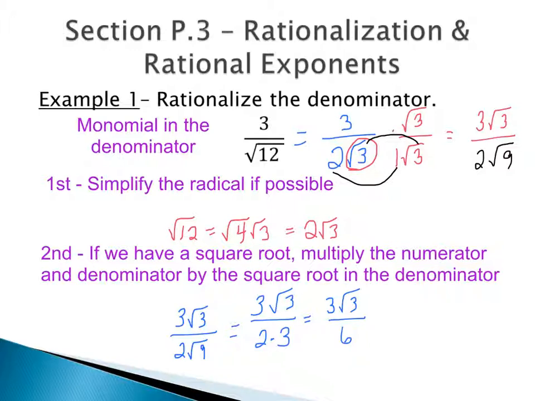And then next we want to reduce. So our last step is just to simplify our fraction that we have. So finally we would end up with 3 and 6 would just reduce to 1 and 2. So the 2 would be in the denominator. So our final answer would just end up being square root of 3 all over 2. So that's rationalizing the denominator if we have a monomial square root in the denominator.